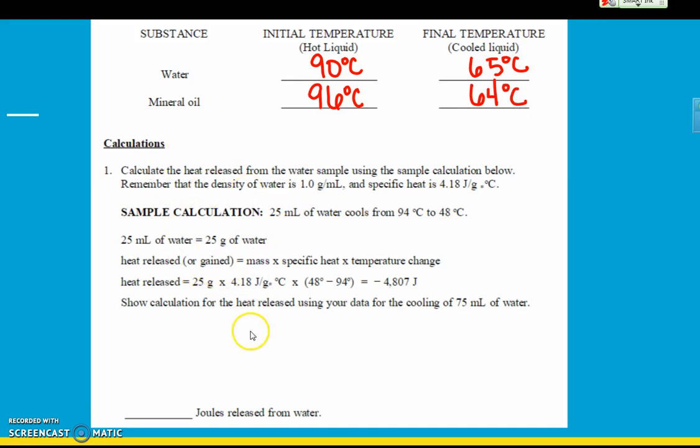I'm going to help you with the calculations a little bit, but I'm not going to do everything, so some of this you're going to have to do on your own, and feel free to pause the video whenever you need to.